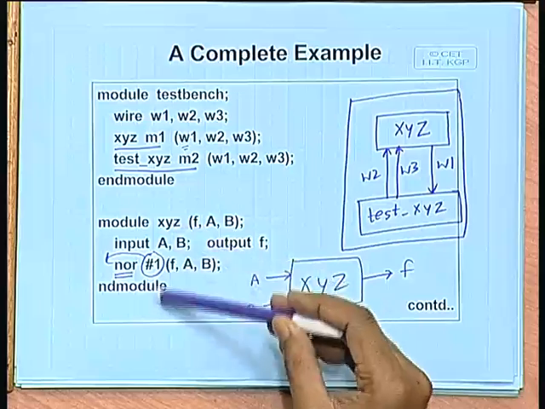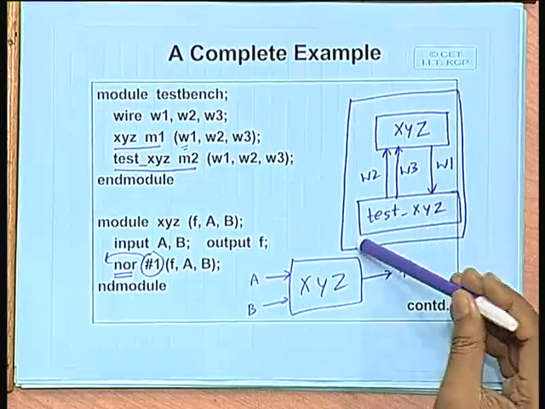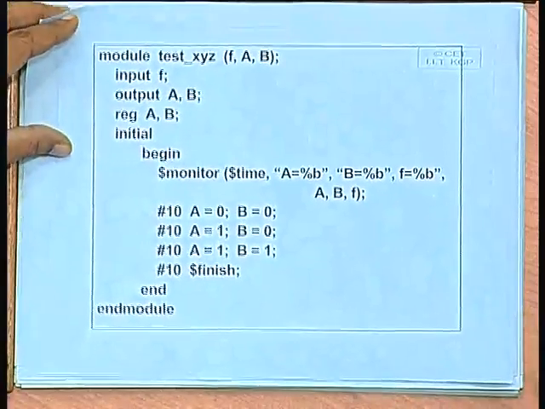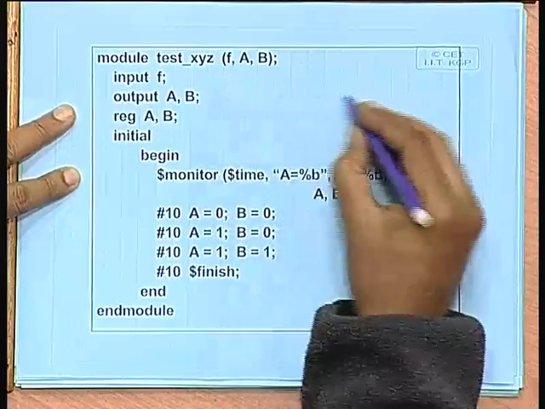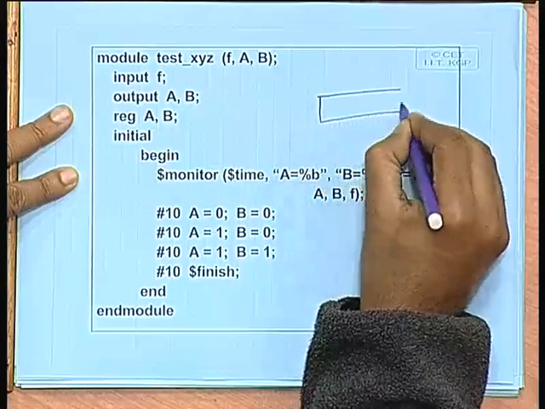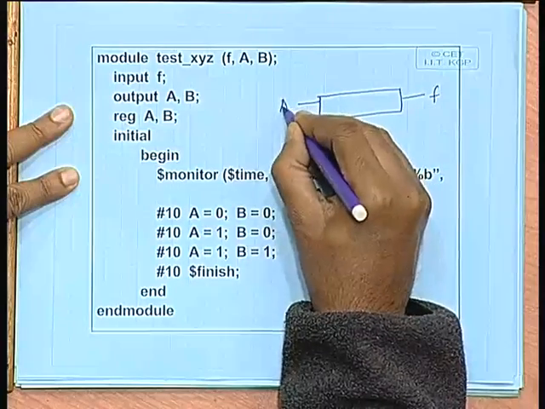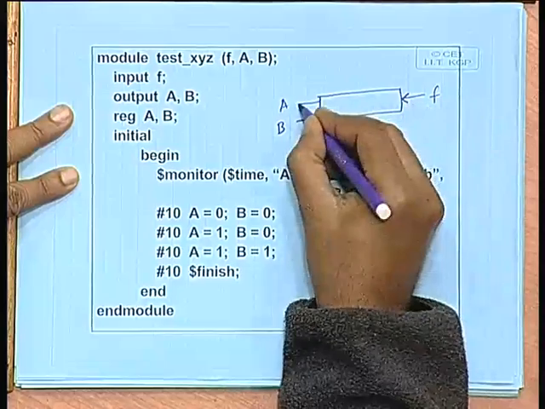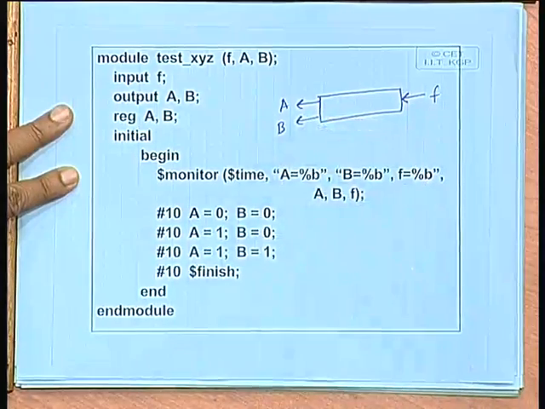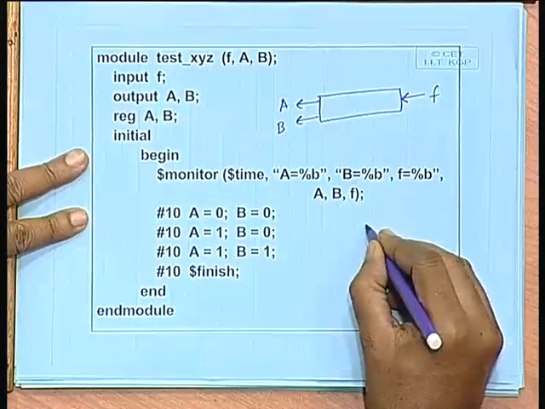All right. So here we have defined the XYZ module. Then let us see how we can define the test bench. The test bench will look like this. The test bench will also have the signals F, A and B, but now F will be the input, and A and B will be the outputs. Why? Because in the XYZ module it was actually a NOR gate.